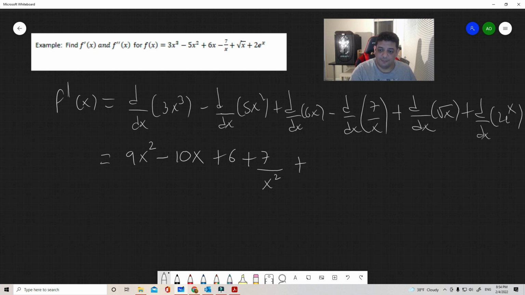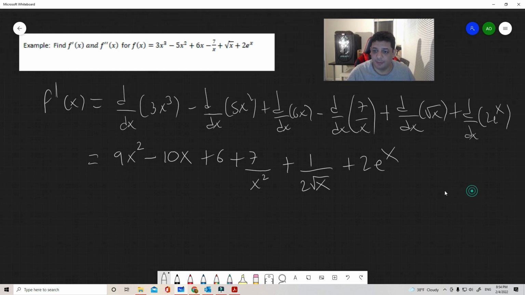Now this one, this is x to the 1/2. So remember that essentially this becomes 1 over 2 square root of x. And finally, the last one, the constant is not going to alter the exponential. It becomes twice e to the x. Okay.